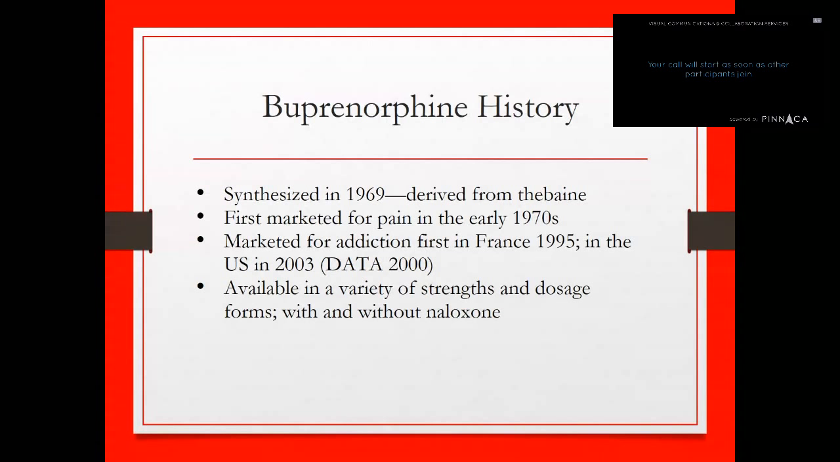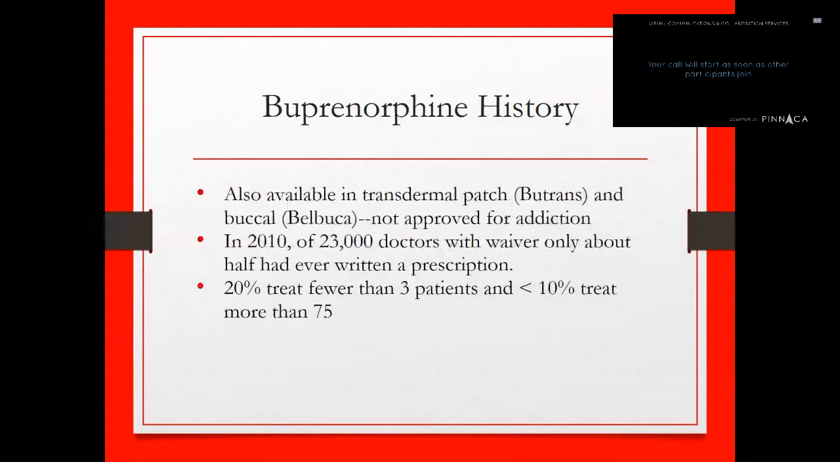As you're all aware, I'm sure already, buprenorphine is available in a variety of strengths and dosage forms. Many, but not all of them, have naloxone in them. And the naloxone history is an interesting one, which I'll maybe save for later. Buprenorphine is also available in a transdermal patch and a buccal formulation that are approved for pain, not for addiction. But they may have some interesting uses for some of our patients.